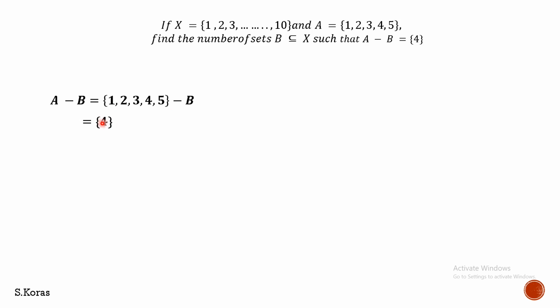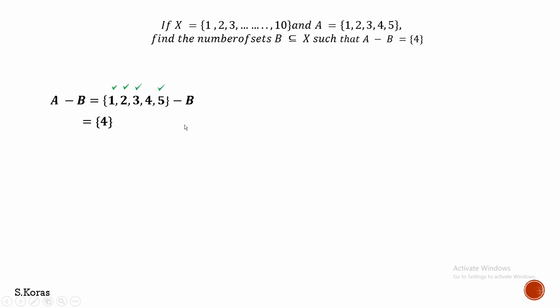So this 4 exists only in A and it does not exist in B. So in B, we will not get this 4. But the remaining elements, 1, 2, 3 and 5, will be in B also, because A difference B is equal to 4. It says this is the only element which is in A alone. So 1, 2, 3 and 5 are in B also.